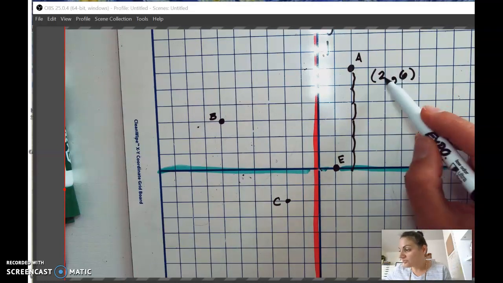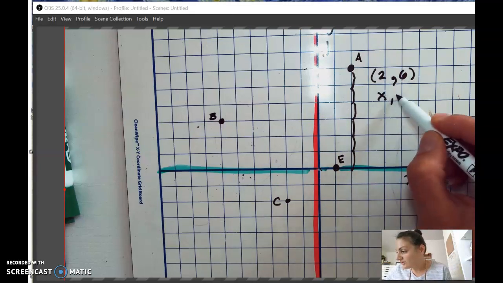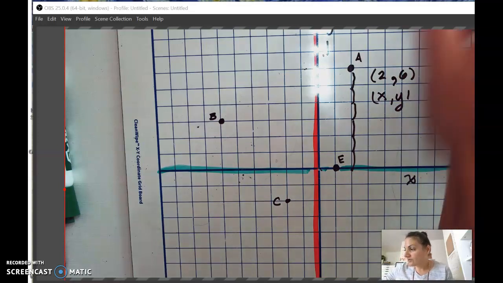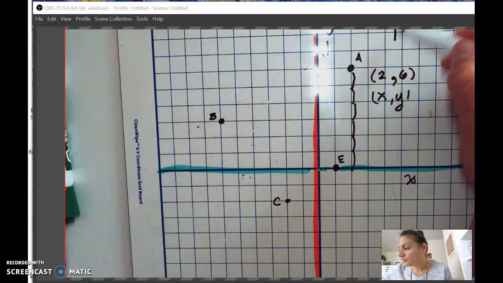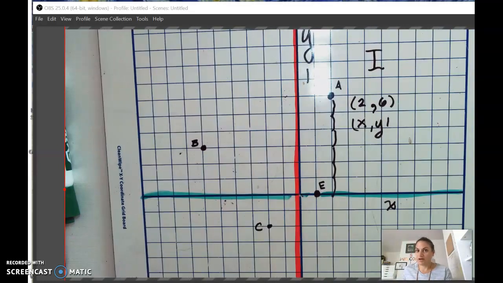Okay? Because both of these values are positive, we would write this as an x, y, where both are positive. And this is in the positive quadrant. We call that quadrant Roman numeral I or 1. Okay, looks like the letter I.